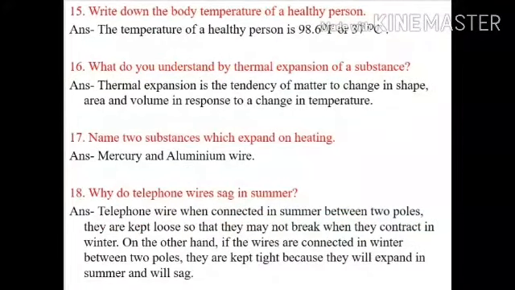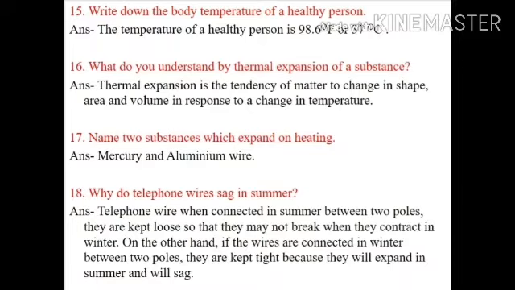Question number 15. Write down the body temperature of a healthy person. Answer is, the temperature of a healthy person is 98.6 degree Fahrenheit or 37 degree centigrade. Question number 16. What do you understand by thermal expansion of a substance? Answer is, thermal expansion is the tendency of matter to change in shape, area and volume in response to a change in temperature. Question number 17. Name two substances which expand on heating. Answer is mercury and aluminium wire.